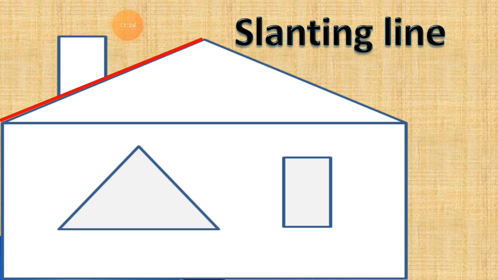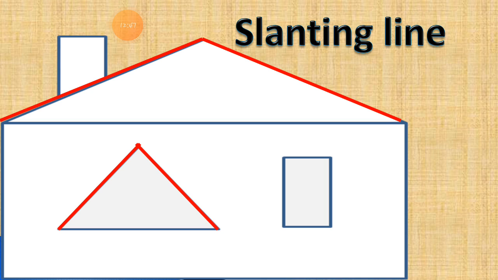This is number 1. Here is the next one, that is number 2, slanting line number 2. Here is the third line, slanting line number 3, and here is the fourth one, slanting line number 4. Right students? So is anything left now? All the slanting lines are covered.